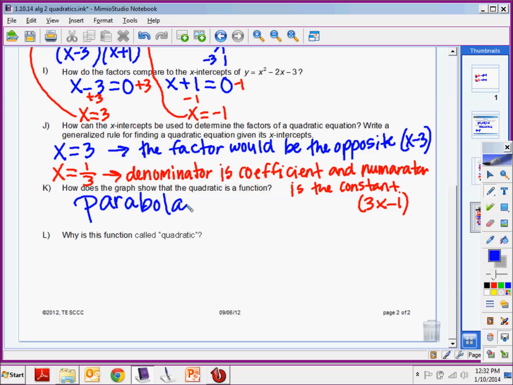All right, how do we know that a function is a quadratic? In the graph of a quadratic, the greatest exponent is a 2.